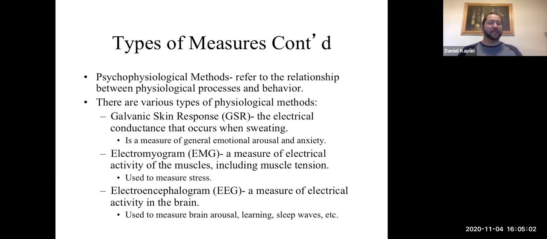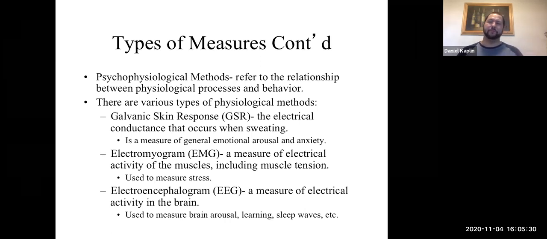Okay. In addition, we could also measure from a psychophysiological point of view. One measure is the Galvanic Skin Response that measures sweating. Well, sweating could indicate a whole bunch of different things. Like when we feel anxious, we sweat more. Another measure is the EMG, or electromyogram, and that measures muscle tension.